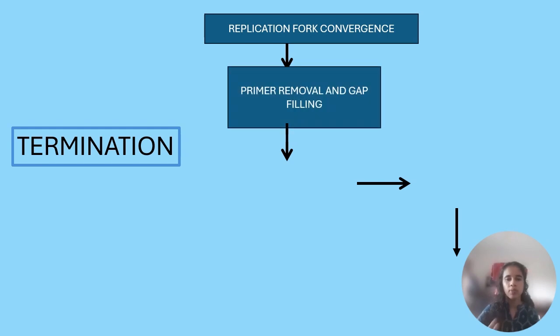The next is removal of the primer and gap filling. RNA primers have to be removed. They are removed by exonuclease activity. That is done by DNA polymerase 1 in the case of prokaryotes, and RNase H, which is a nuclease, basically in eukaryotes. Then in the case of gap filling, DNA polymerase 1 and polymerase delta or epsilon will help in the filling of the gaps.